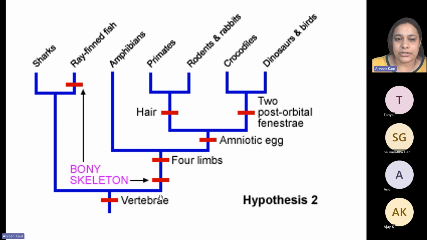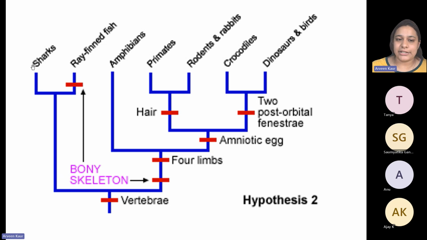While in the second hypothesis, other than this, what could have happened is that maybe there was a vertebrate individual which was a common ancestor. Out of this individual, two branches evolved.